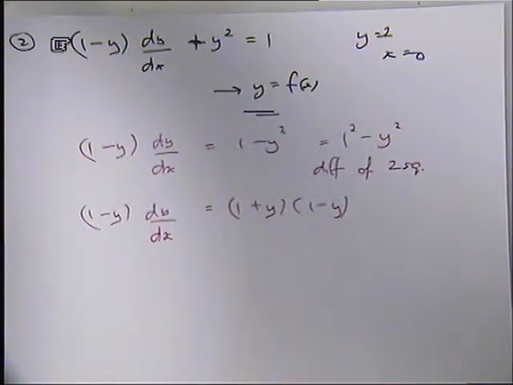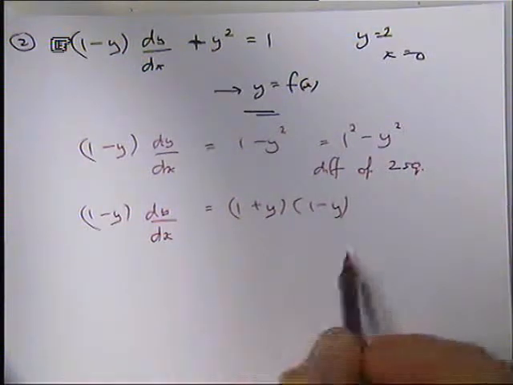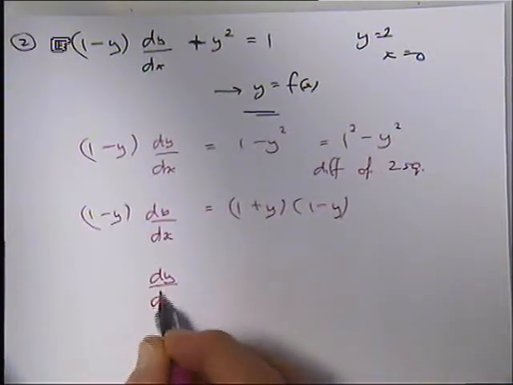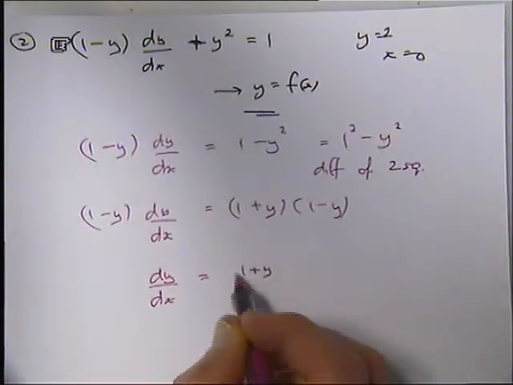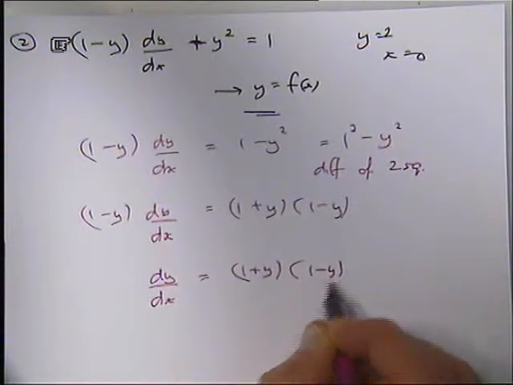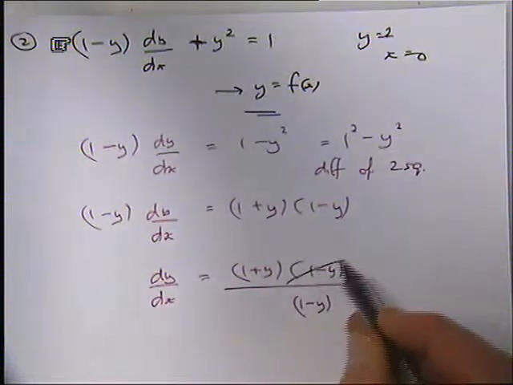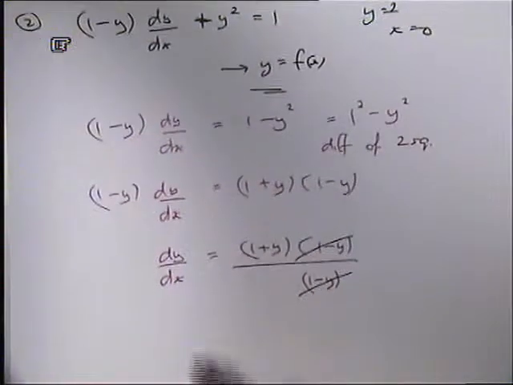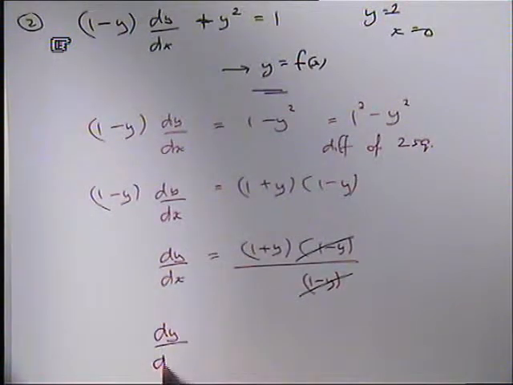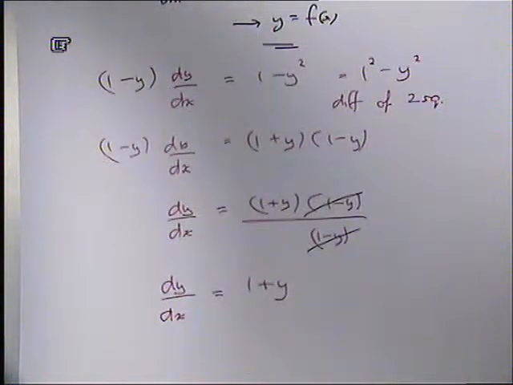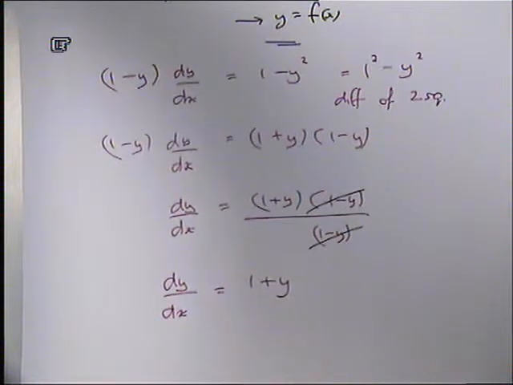Then what could you do to make life easier? Yeah, bring this 1 minus y over to this side where it will be a dividing. So you've got these things here already. Now you're dividing by a 1 minus y, so they cancel. And you are left with dy dx equals 1 plus y, which doesn't look half as scary as what you had to start with. Okay.